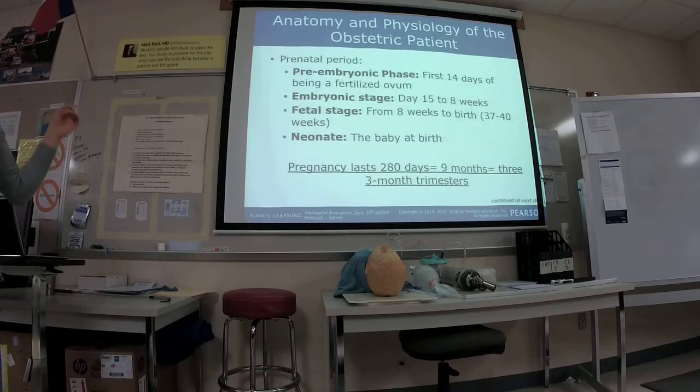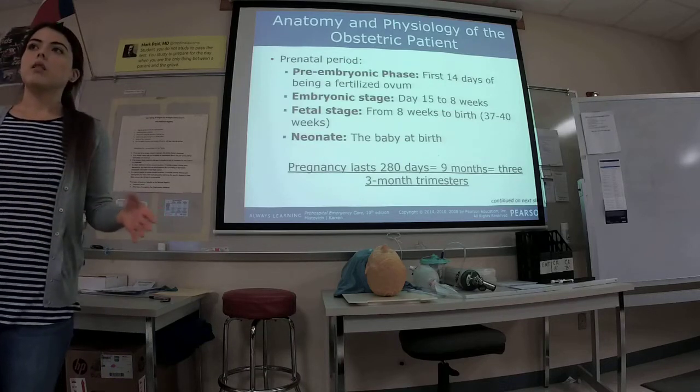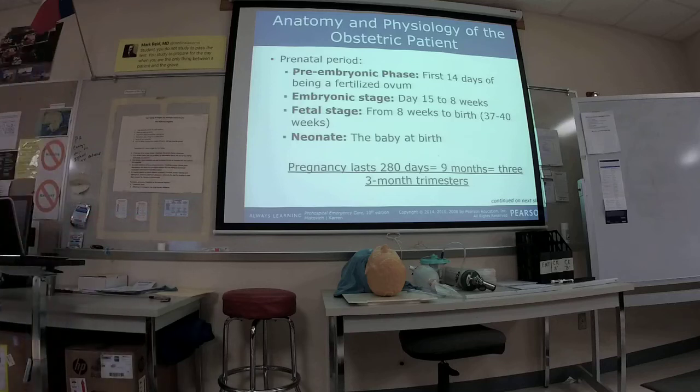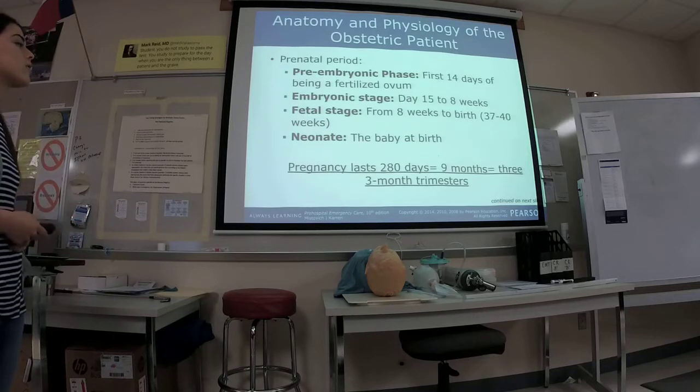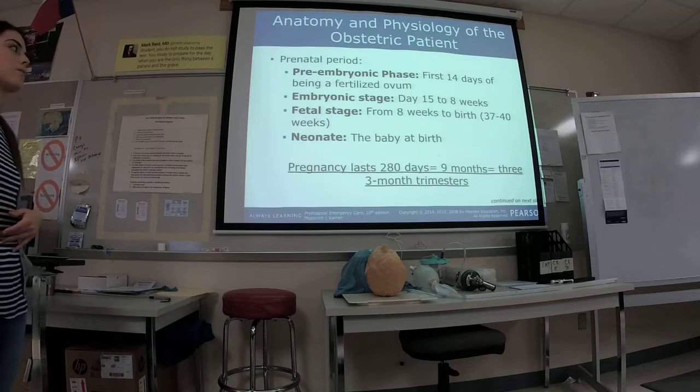So the pre-embryonic phase is the first 14 days, so that's whenever you would call the baby an embryo, up until 8 weeks. And then the fetal stage is from 8 weeks to birth, and then the neonate is another word for an infant. Those words are used interchangeably in exams and in your book, so just know that neonate is another word for infant.